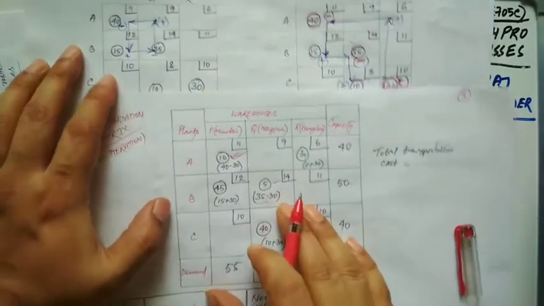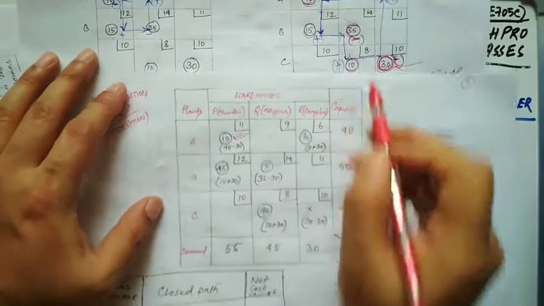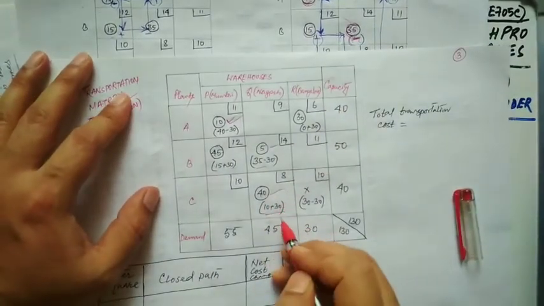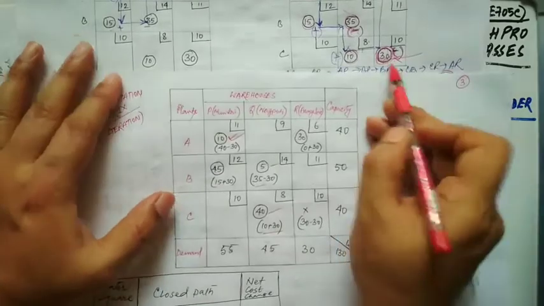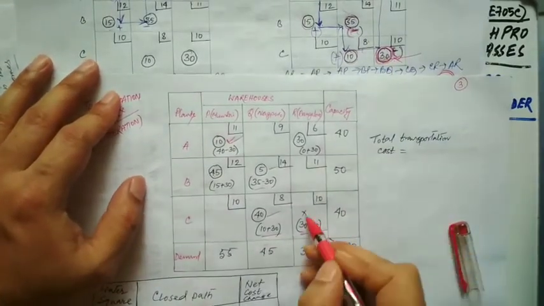Next come to this cell. This cell is positive, so you have to add 30 plus 10, this gives you 40. No problem, I think. Now come to this cell only. This cell gives you 30 minus 30, so there is no allocation, and I have crossed it out.